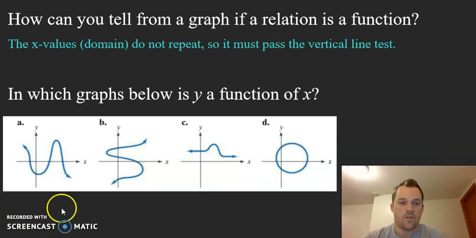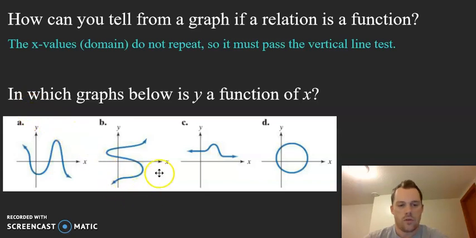Looking at graphs, again, we want to make sure our x values don't repeat, but it's a little different way of looking at it because it's visual. So if our x values don't repeat, then there's not going to be 2 points that are vertical from each other, where one's above, one's below.